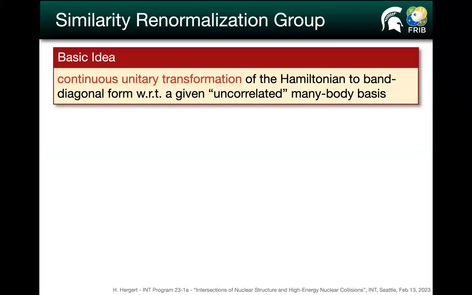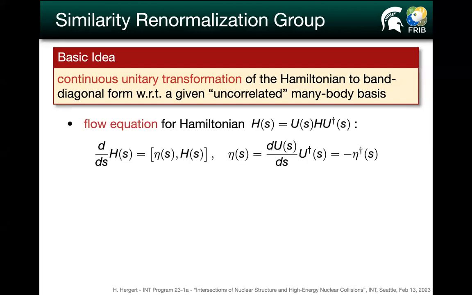Now, the basic idea of the similarity RG is that we want to perform a unitary transformation of the Hamiltonian. Unitary so that we preserve the spectrum and observables, of course, and we want to kind of transform Hamiltonian matrices or Hamiltonian operators in a way that makes them easier to handle in a particular many-body basis that I would call uncorrelated. This is code for saying I want to make my calculations simpler in some sense. Now, continuous unitary transformations we can write in the following way. So this is just a Hamiltonian that depends on some continuous parameter s that we call the flow parameter.